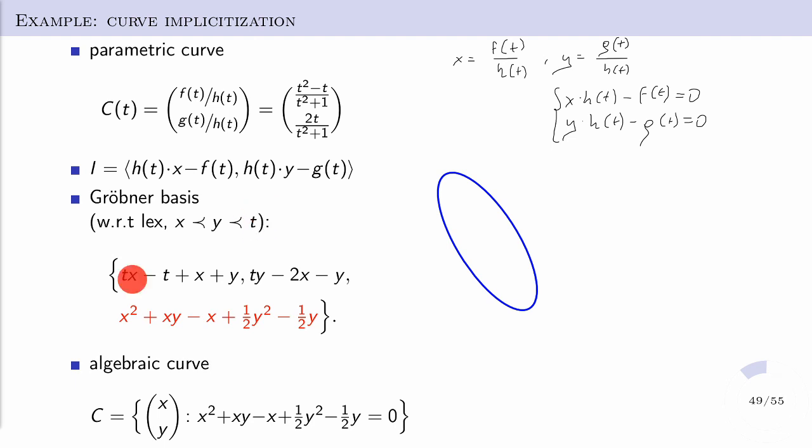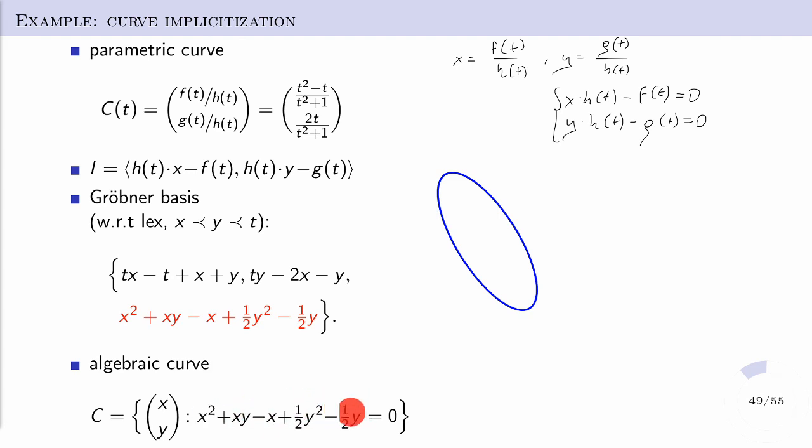And if we compute this Grobner basis, we see that it consists of these three polynomials. Because this is an elimination order, the elimination theorem ensures that this is triangular. So there is a polynomial in this Grobner basis that does not depend on t. So this polynomial describes our curve. This original curve, this ellipse, is given by this equation.